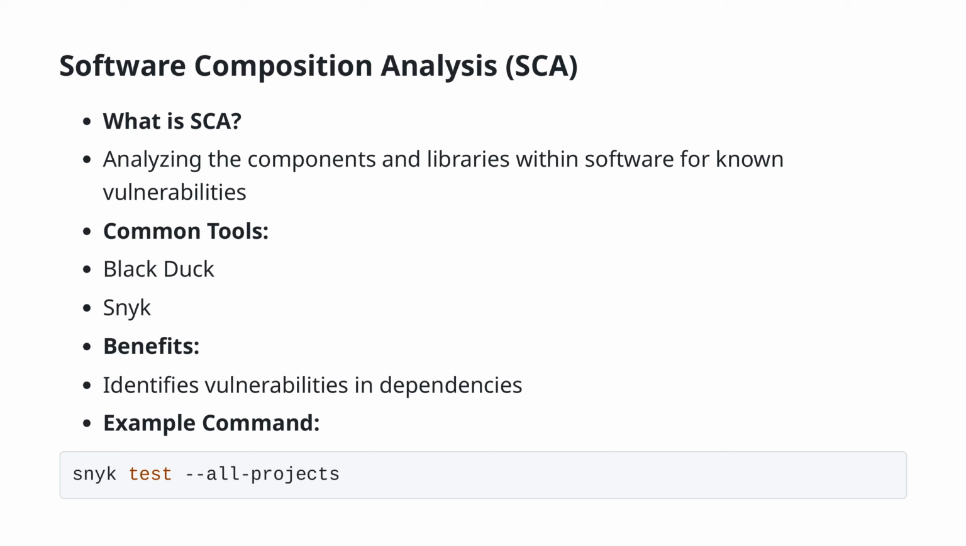One major benefit of SCA is that it can identify vulnerabilities in the dependencies which might otherwise go unnoticed. For instance, using the Snyk tool, you can run a command like snyk test --all-projects to scan all projects for vulnerabilities in their dependencies. By incorporating SCA into your security practices, you add an extra layer of protection and awareness, ensuring your application is secure from vulnerabilities in third-party components.